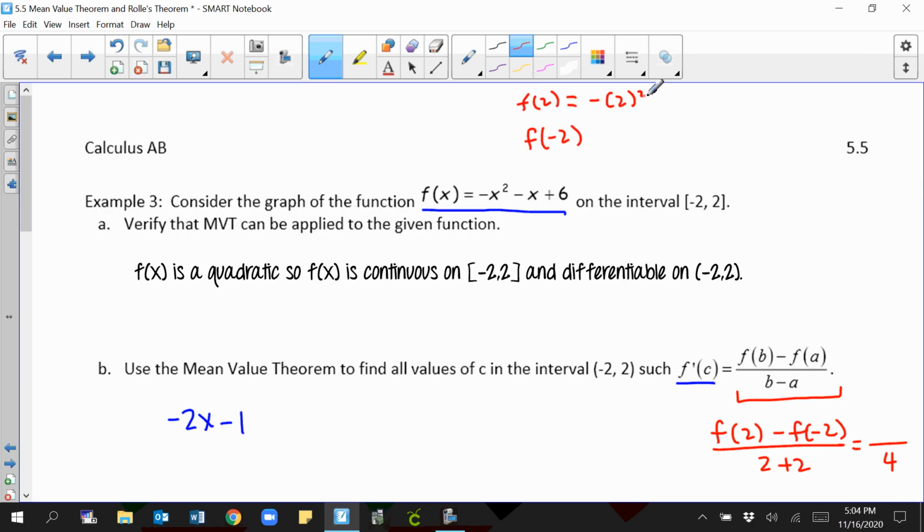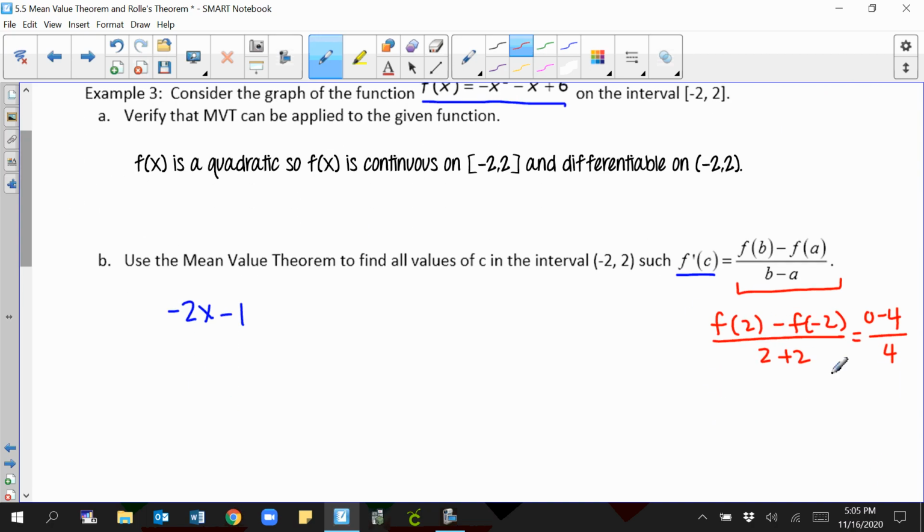So negative 2 squared minus 2 plus 6. Negative 4 minus 2 plus 6, which is going to give me 0. And then for negative 2, this one's going to be plus 2 plus 6. So that's going to be negative 4 plus 2 plus 6. So that's going to give me 4. So I'm looking at 0 minus 4. So this whole thing right here is going to give me negative 4 over 4, which is equal to negative 1. So I'm going to come back over here, and I'm going to say that this blue right here needs to equal negative 1.